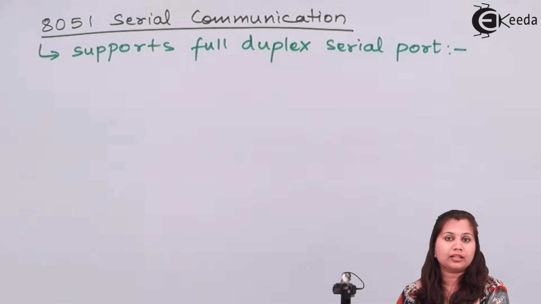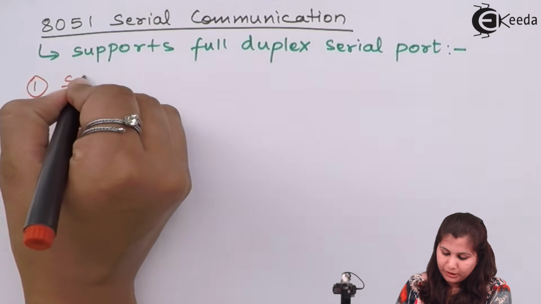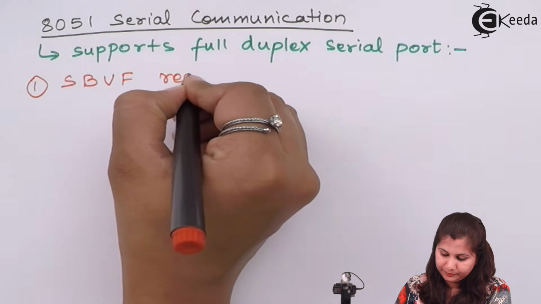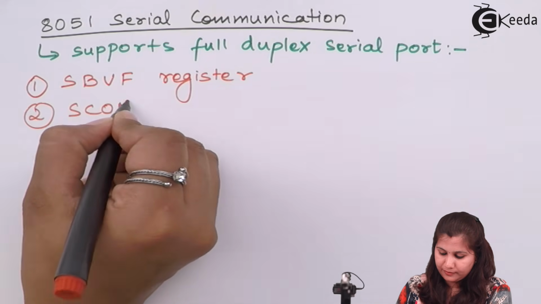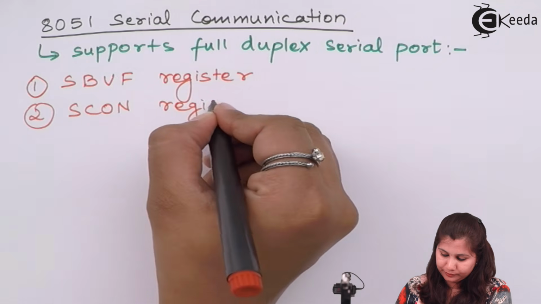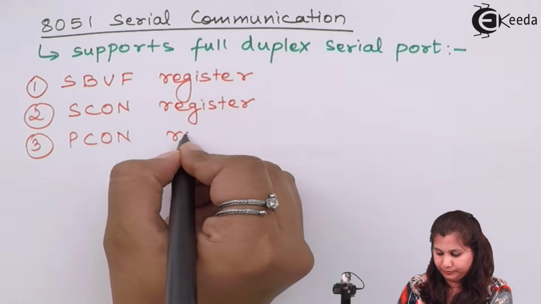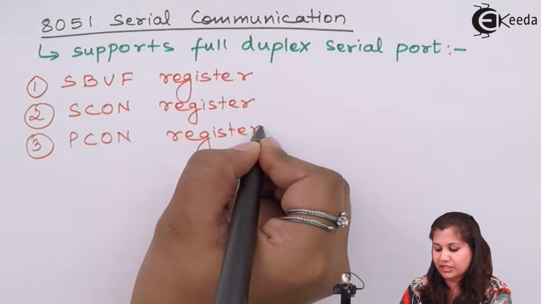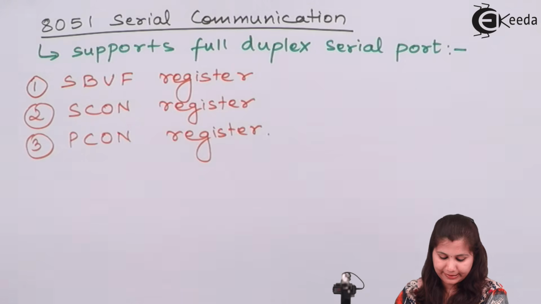In the 8051 microcontroller, we have three special function registers which are used for serial communication. Here we will study those three special function registers. First is the SBUF register, second is the SCON register, and third is the PCON register. These three registers are used by the 8051 for serial communication. SBUF is the serial buffer.